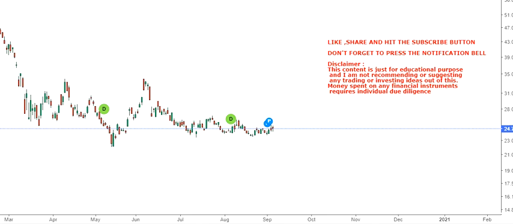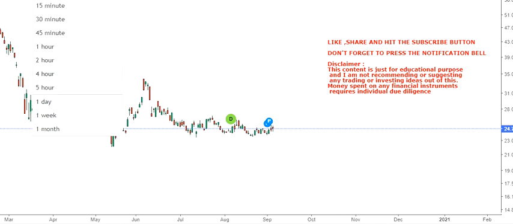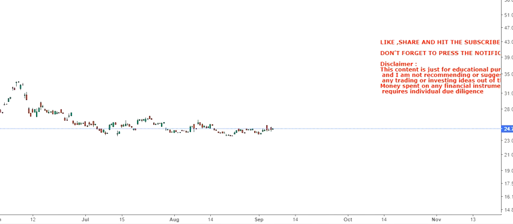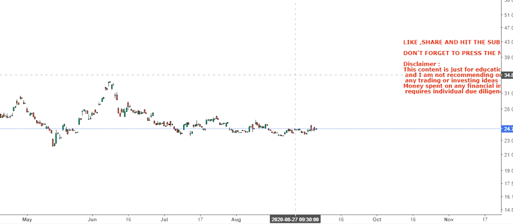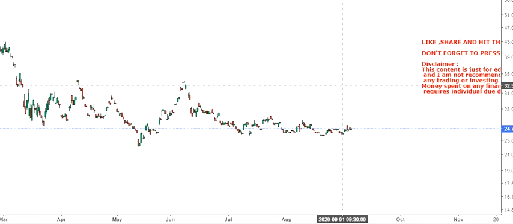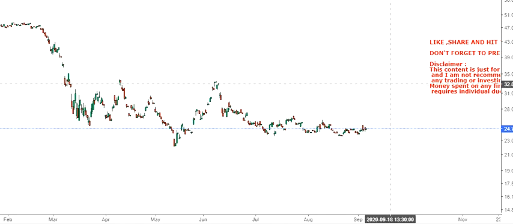Friends, in this video we are going to discuss the stock of Wells Fargo and Company, and what you can see on your screen is the daily price trend of Wells Fargo. So what we can do here is move into the hourly trend so that we have a fair amount of idea about how the stock has been moving in the past couple of months.